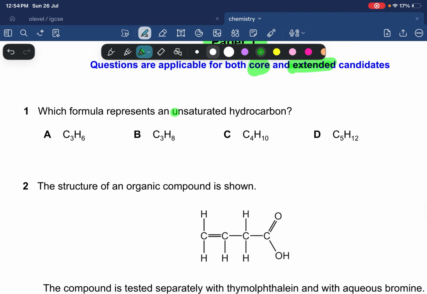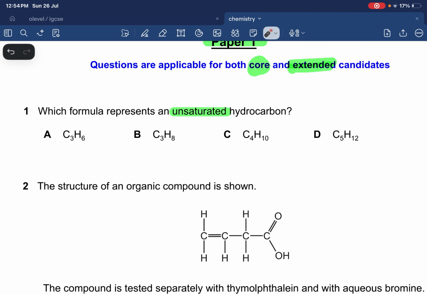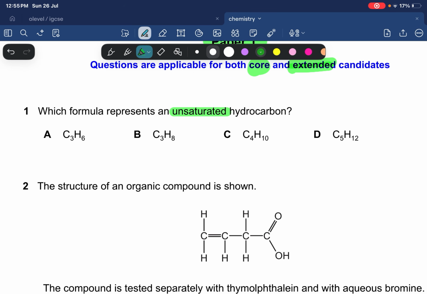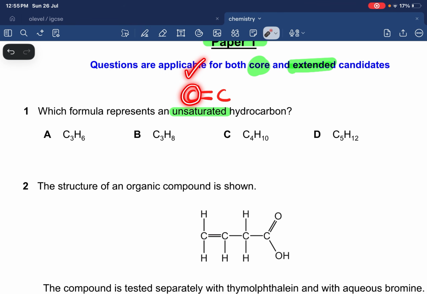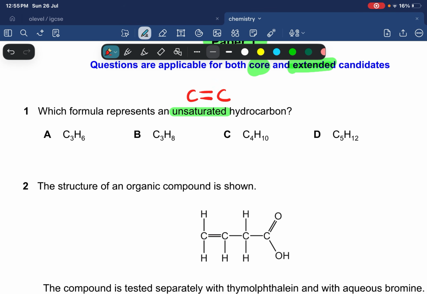Which formula represents an unsaturated hydrocarbon? The first thing over here is the word unsaturated. Unsaturated means that the valency of carbon is fulfilled, but there's a problem: there's a carbon-carbon double bond. That is unsaturation. Carbon is not fully saturated with its neighbors. Full saturation means that all bonds are single. But unsaturation means that there's a carbon-carbon double bond. So we're looking for double bonds here.